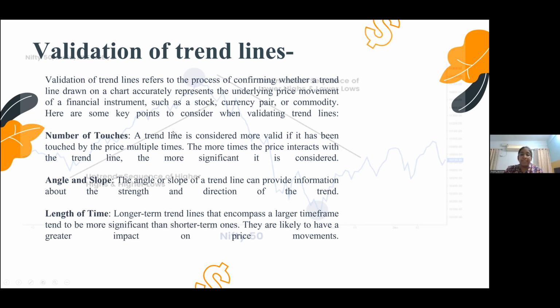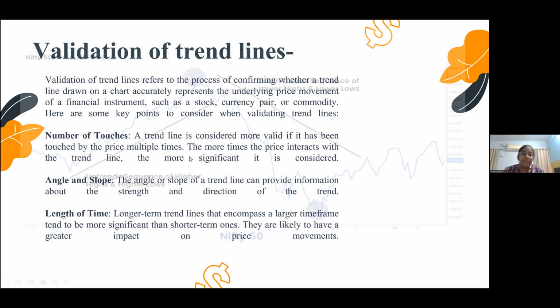The points to be considered while validating a trend line begin with the number of touches. A trend line is considered more valid if it has been touched by the price multiple times. So if we have a trend line and a price chart, and the trend line is touching the price chart multiple times, then the trend line is considered to be valid.